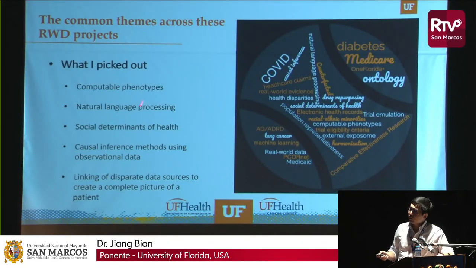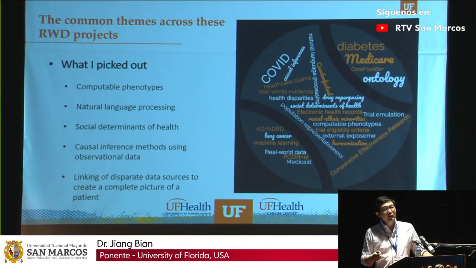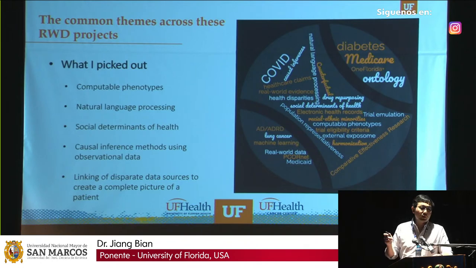So what I've talked about is natural language processing, social determinants, causal inference using observational data, and making connections to create a complete picture of the patients. These cover basically all the things I've talked about. I have a few other slides about how to go about causal inference. I don't think I have time to go through them, but they have a lot of references. So if you want to take a look at the rest of the slides, please feel free.